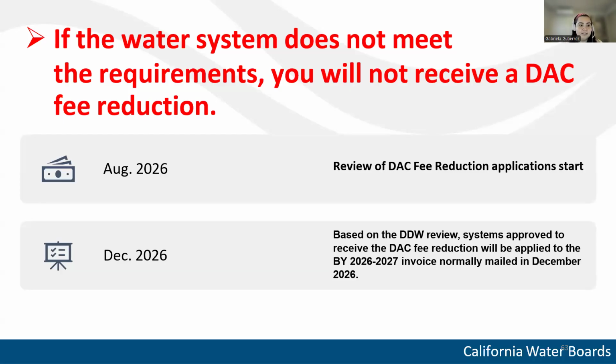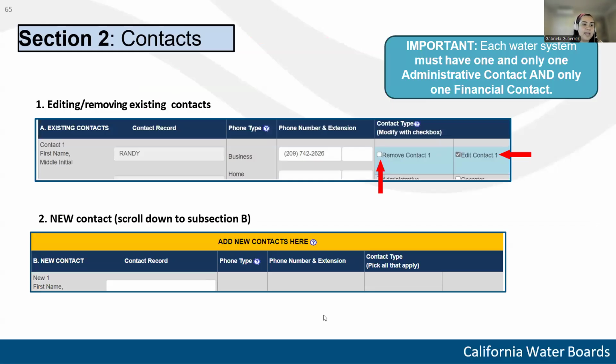So that's the ending of us going over section 1. Now for section 2, for contacts. You can edit or remove contacts. The two arrows, the first one that's shown, you can click on that and it'll remove a contact, or you click the second if there are any edits that need to be made for a contact that you see. You can click on that and make those edits. Also, if you scroll down to subsection B, you can add any new contacts.